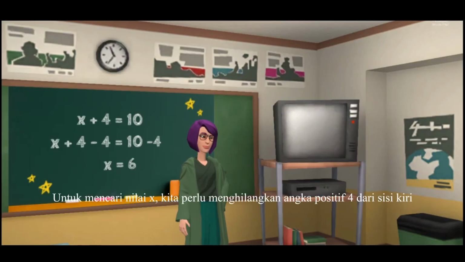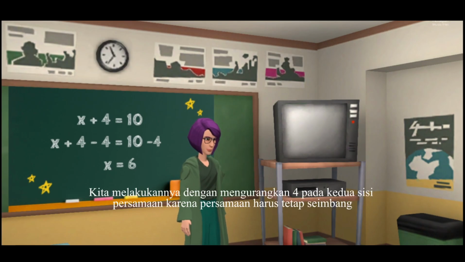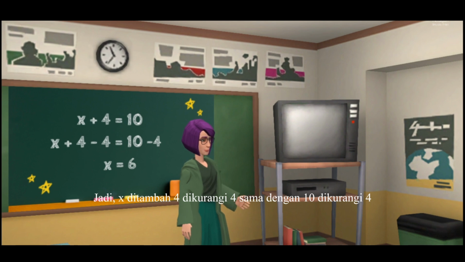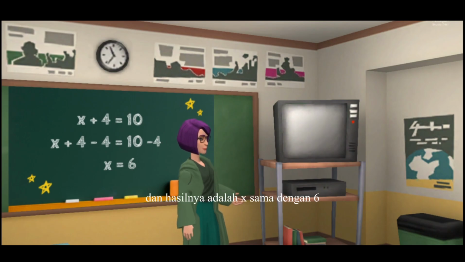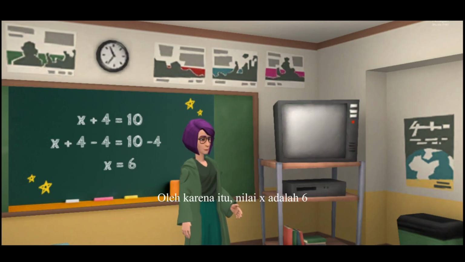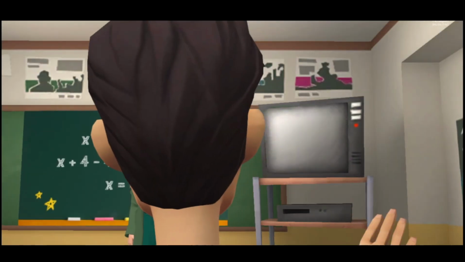To find the value of x, we need to remove positive 4 from the left side. We do that by subtracting 4 from both sides of the equation, because an equation must stay balanced. So x plus 4 minus 4 equals 10 minus 4, and the result is x equals 6. Therefore, the value of x is 6.